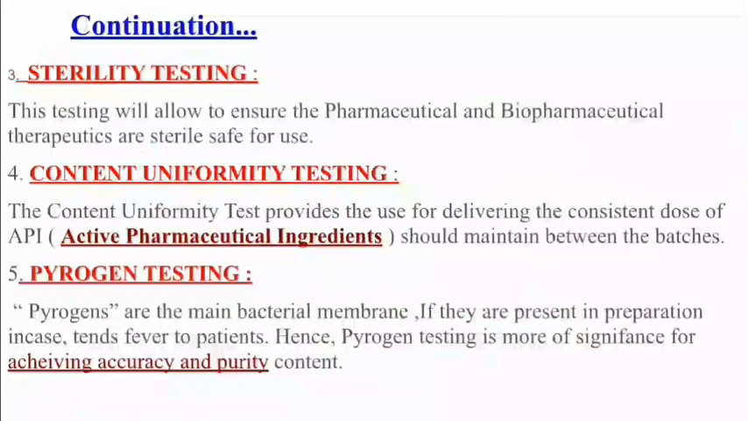batch-wise accordingly. Pyrogen testing. Pyrogens come from bacterial membranes. They are present everywhere in experimental conditions. If found, they cause fever in patients. Hence, pyrogen testing is of great significance for achieving accuracy and content purity.